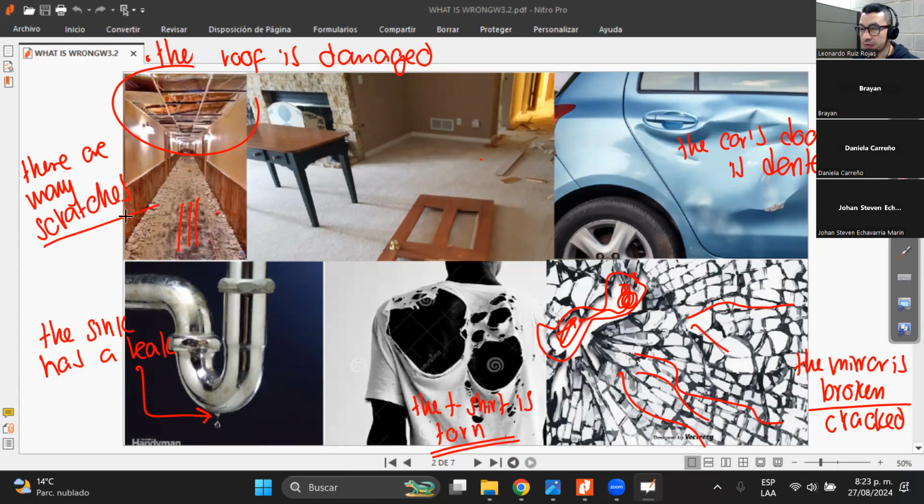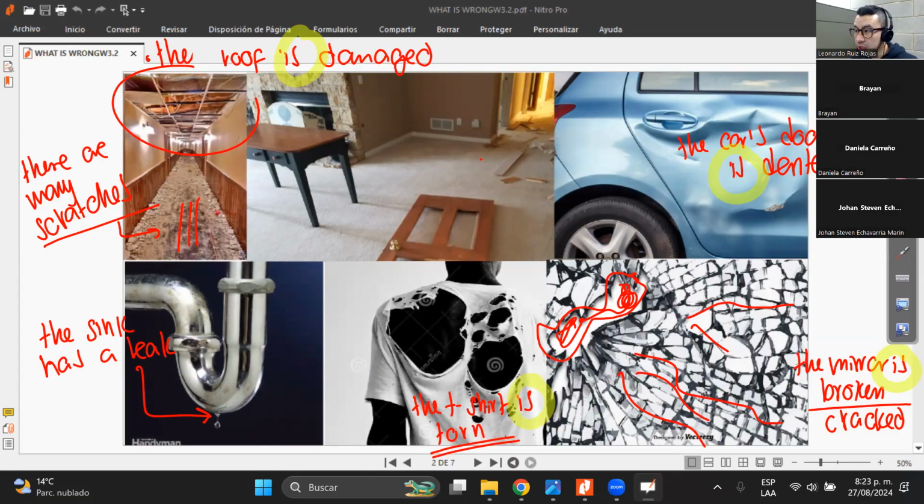There are many scratches on the floor, ¿cierto? You can see that it's damaged and there are many scratches. Muy bien, very good. So in that case, guys, we can see that there are different physical problems with these objects. And sometimes you can present it with the verb to be: is dented, is damaged, is torn, it's cracked, or is broken, ¿cierto?